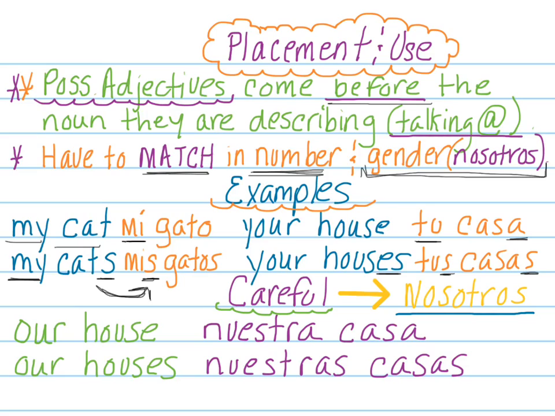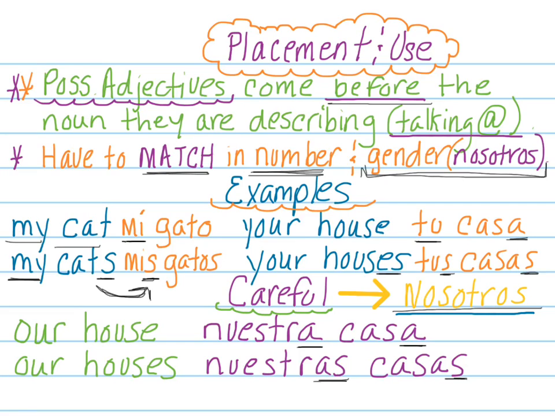Alright, very easy. Now, the one that you just have to be a little careful about, but it's not hard, is nosotros. Just make sure that it matches in number as well as in gender, masculine, feminine. So our house would be, since house is feminine, nuestra casa. Our houses, since it's plural, would be nuestras casas. And I should have put a masculine example in here.